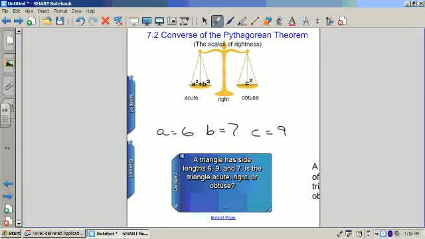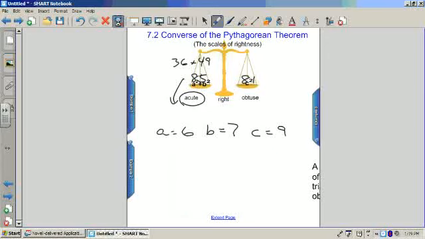to 9. C squared is 9 squared, which is 81. On the left-hand side, I have 6 squared, which is 36, plus 7 squared, which is 49. 36 plus 49 is 85. The left scale is bigger than the right scale, so the scale will drop to the left. On the left-hand side is the word acute. A 6, 7, 9 triangle, or for that matter a 6, 9, 7 triangle, must be an acute triangle.